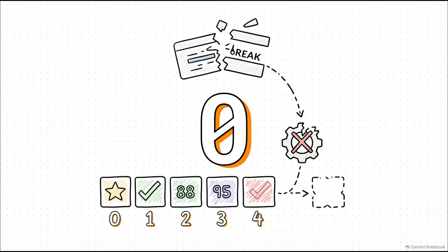Forgetting this incredibly simple rule is exactly what causes the dreaded out-of-bounds error. That happens when you ask the computer for index 5 in a 5-item array. That index simply doesn't exist, and boom, your program breaks.